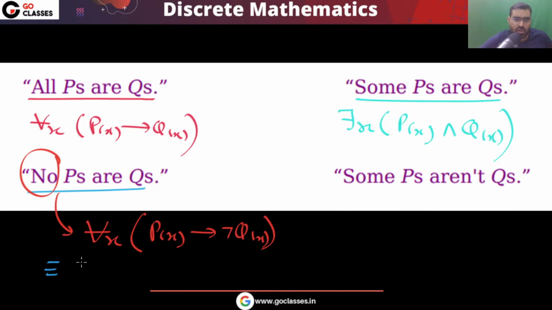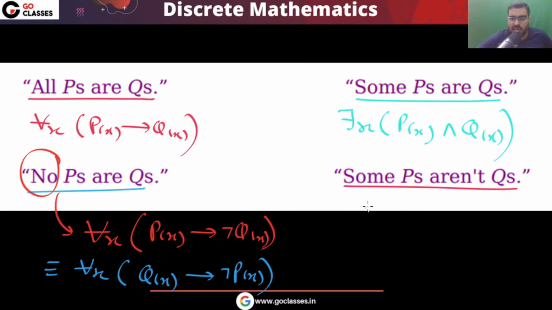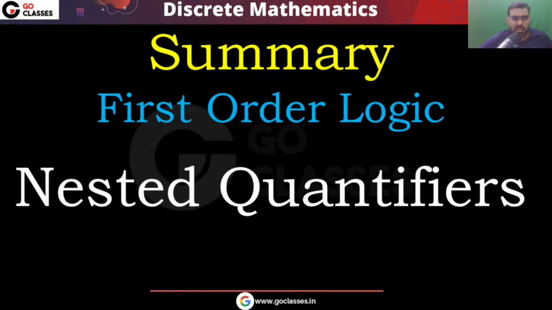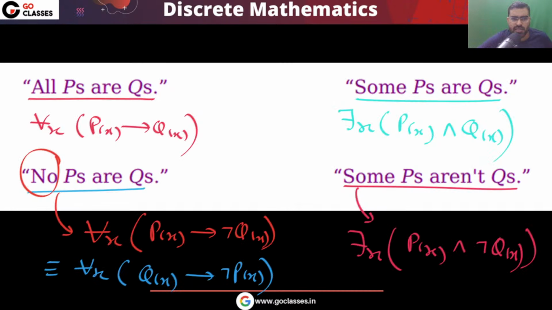The same thing you can also write in the contrapositive way: if it is Q, it is not P. Okay, let's see this. Some P's are not Q's. So there are some P's which are not Q. There is something which is P and not Q. So like this you can write. These are all the statements. Are they clear? Please tell me.